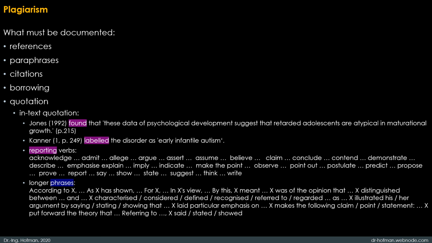There is a wide variety of reporting verbs and verb phrases that you can use to introduce a quotation. Here are some of the more common ones. Be careful about the verb tenses of these verbs.